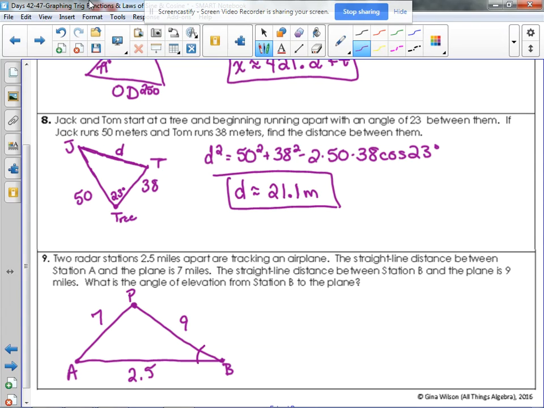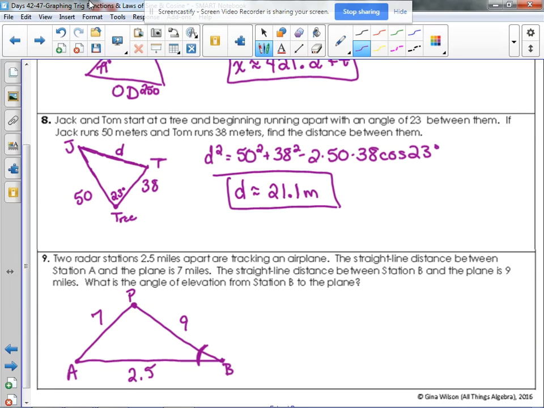So the angle of elevation is always the angle that is formed with a horizontal. So it's kind of like, imagine this, you're looking straight ahead, and then you either look up, that's elevation, to whatever object you're talking about, or you look down, that's an angle of depression to what you're talking about. So we're looking for that angle down there at B.